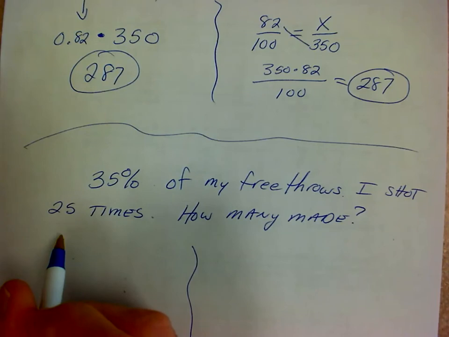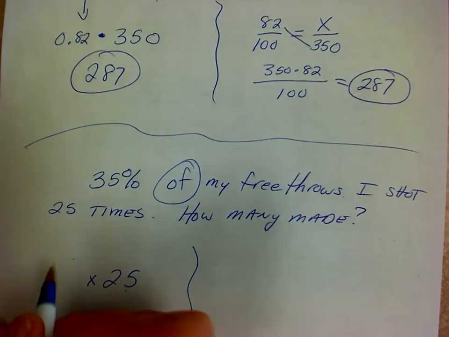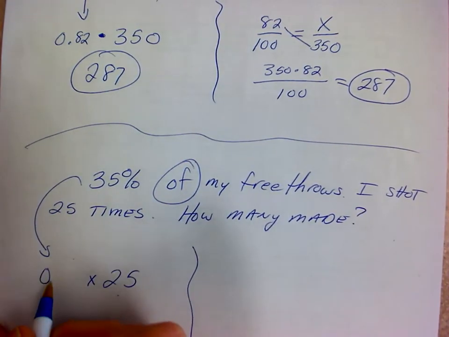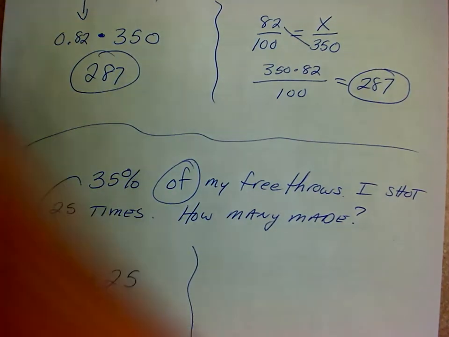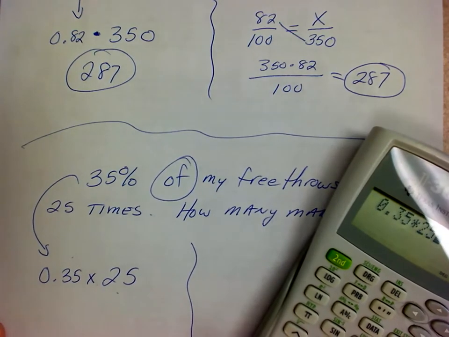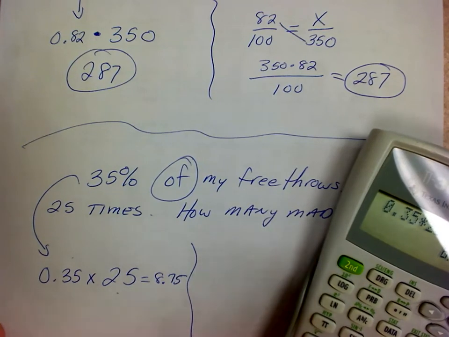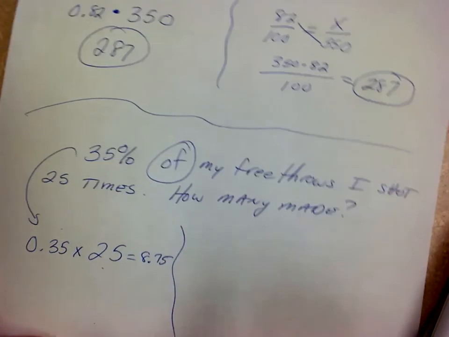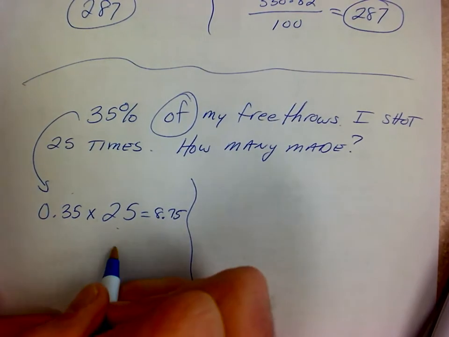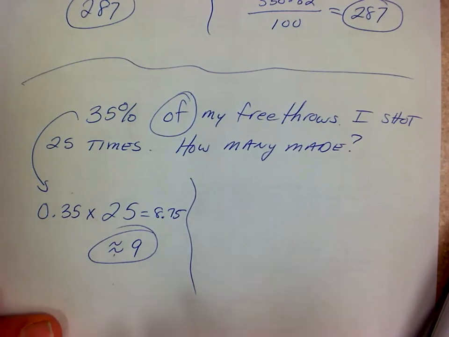We've got that little word "of" there, so we know we're multiplying again. 25, 35%. Again, we want to use our decimal form here. So on our calculators, we can do 0.35 times 25, and it says 8.75. Okay, so again, common sense here. Obviously, we can't make that many free throws, so we are going to round to 9. All right, the squiggle equals means approximately. We're going to round to 9 free throws.